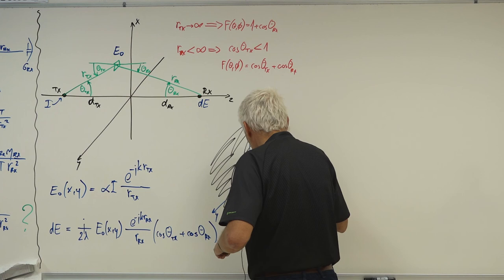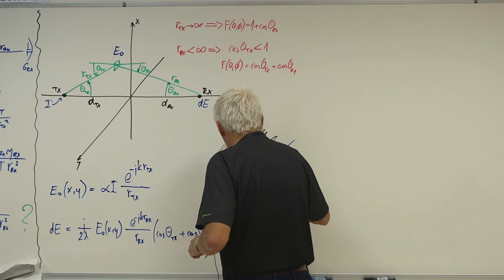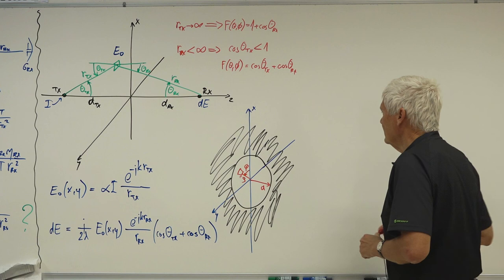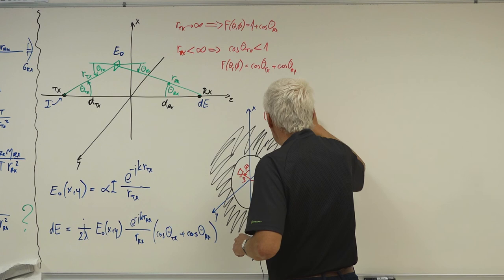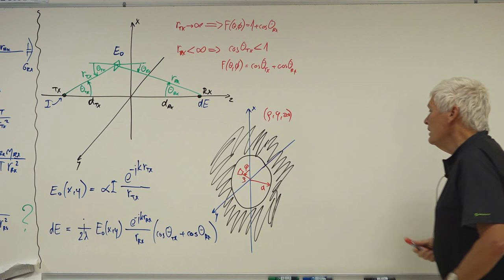And on this area I'll have my Huygens sources that are located where? They are located at the radius rho, and at an angle phi. So I'm using polar coordinates here, rho, phi, z, in the xy plane. Z is of course equal to zero here, just to sum up my Huygens sources.